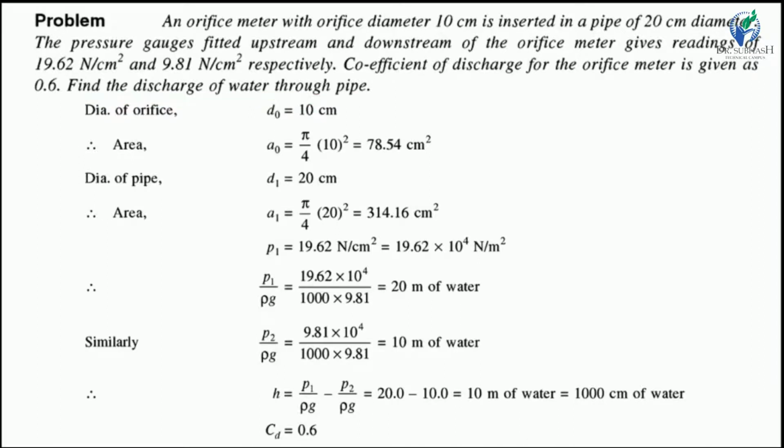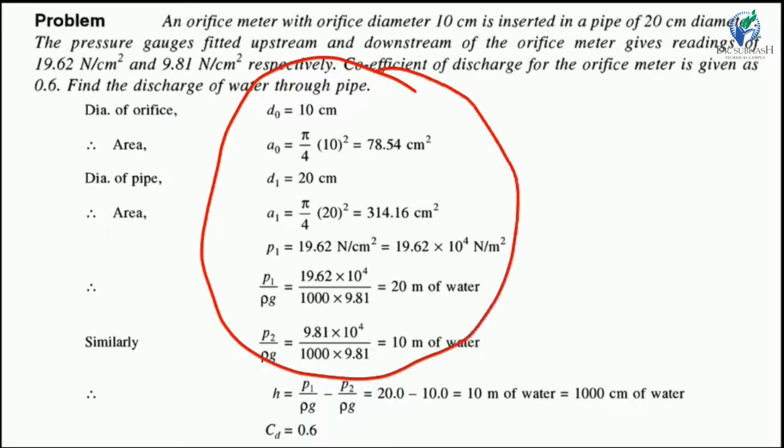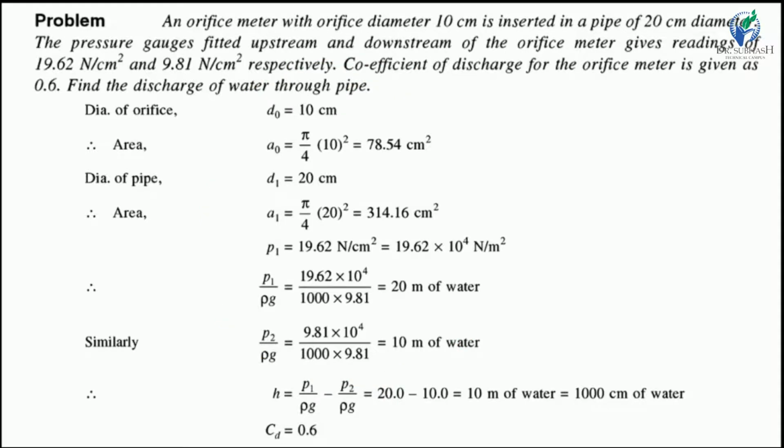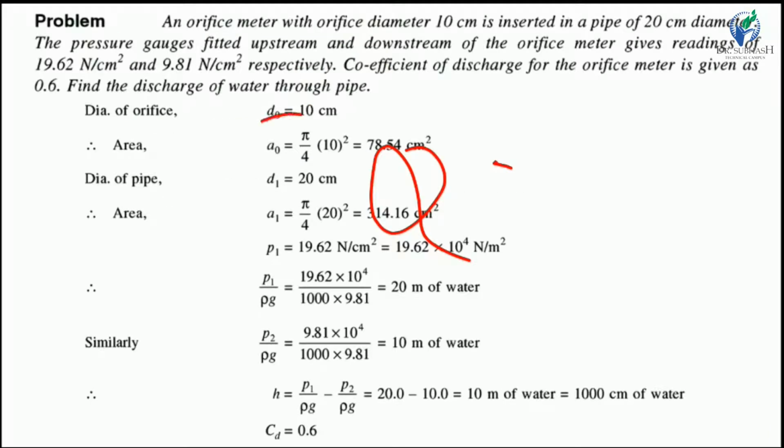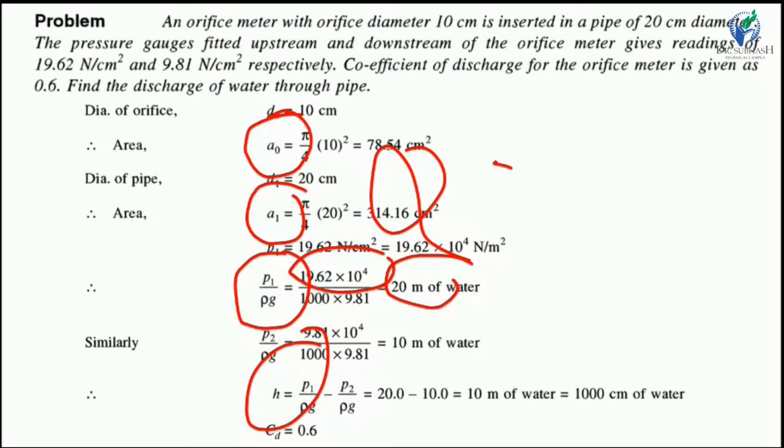First of all we write all the data and then we find the discharge. We know the equation of discharge for an orifice meter, so we have to find all elements of this equation: the cross-section area at the vena contracta of the orifice meter, the cross-section area of the pipe, and H, the difference of pressure head. So we have to find three values: the cross-section area of the orifice meter, the cross-section area of the pipe, and the pressure head difference. So P1 upon rho g we have to find first. P1 is given in Newton per centimeter square, which is converted into Newton per meter square by multiplying by 10 raised to 4.